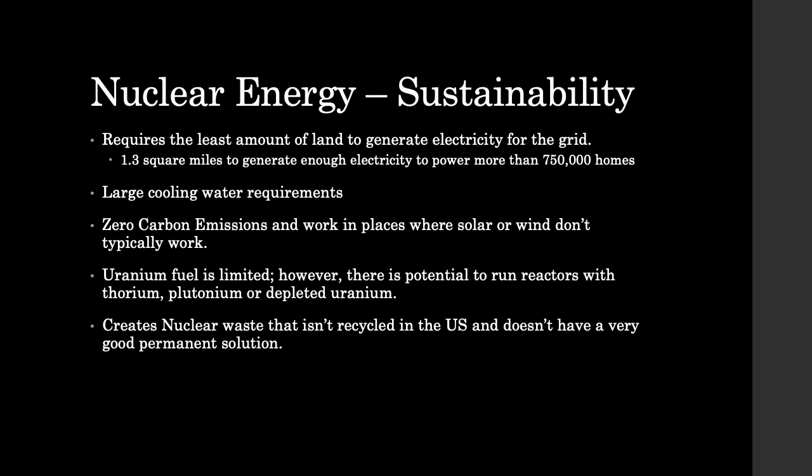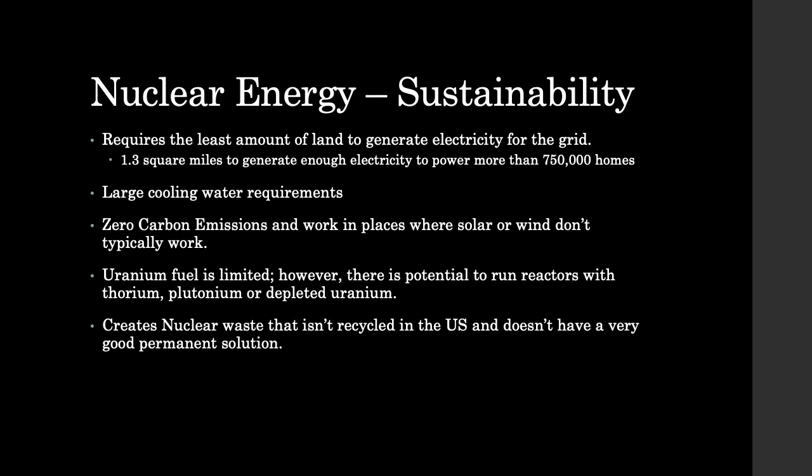Nuclear energy requires the least amount of land to generate electricity for the grid. Only 1.3 square miles are required to generate enough electricity for almost 750,000 homes. This is assuming that you have one reactor that has a power capacity of about 1,000 megawatts electric. However, there are large cooling water requirements for a nuclear reactor. Oftentimes, they're placed next to the ocean or a large lake in order to meet these requirements. Another option is cooling towers, where they allow the water to somewhat evaporate to cool the remaining water.